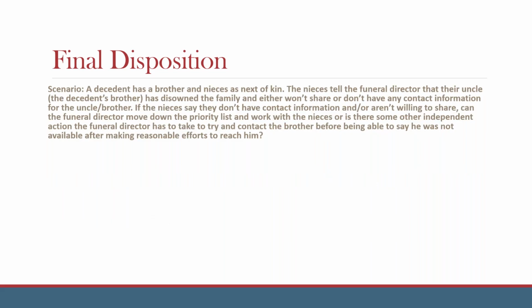All right, another scenario for you. A decedent has a brother and nieces as next of kin. The nieces tell the funeral director that their uncle, who is the decedent's brother, has disowned the family and either won't share or doesn't have any contact information for him. If the nieces say they don't have contact information and/or aren't willing to share it, can the funeral director move down the priority list and work with the nieces? Or is there some other independent action the funeral director has to take to try to contact the brother before being able to say he was unavailable and moving down the list?